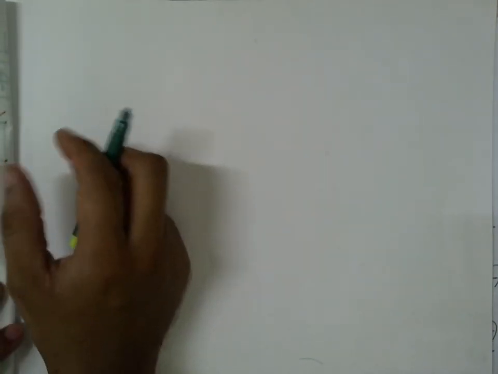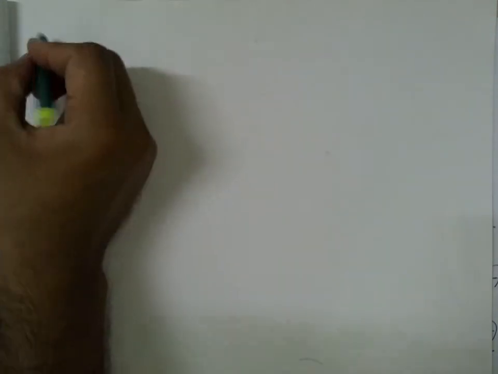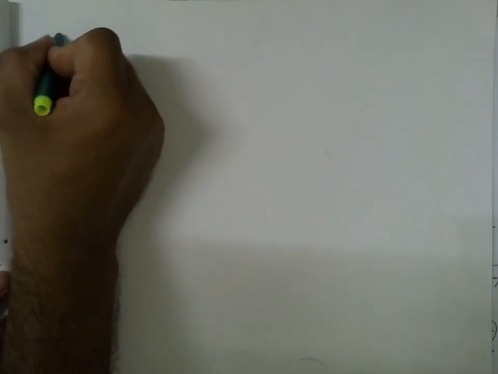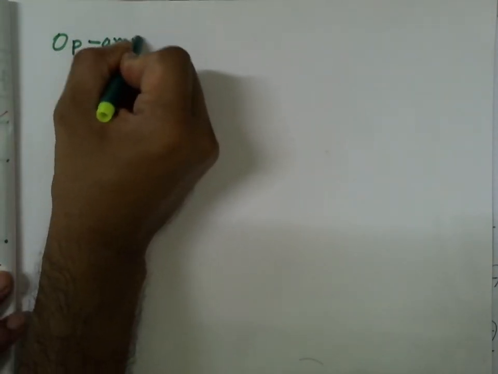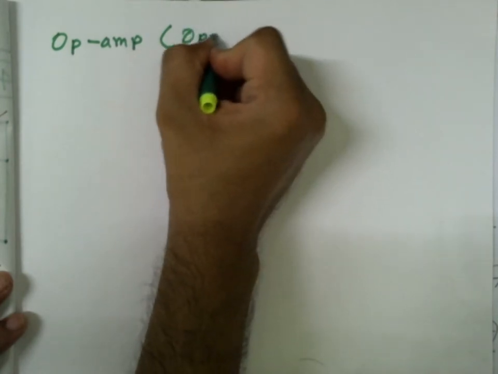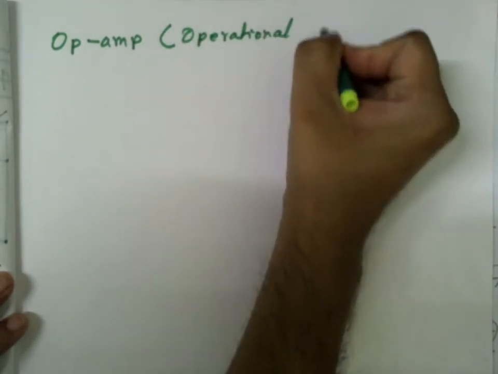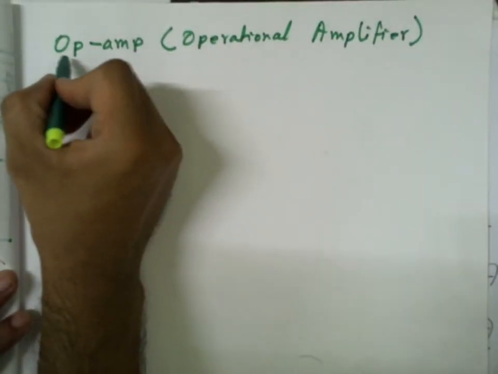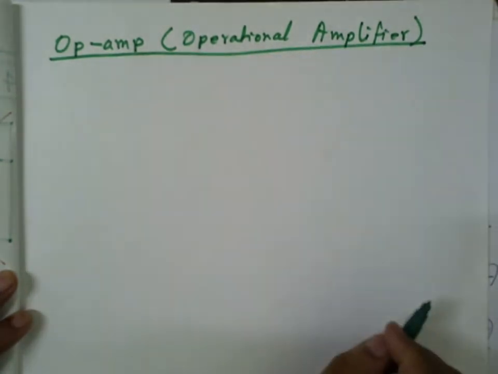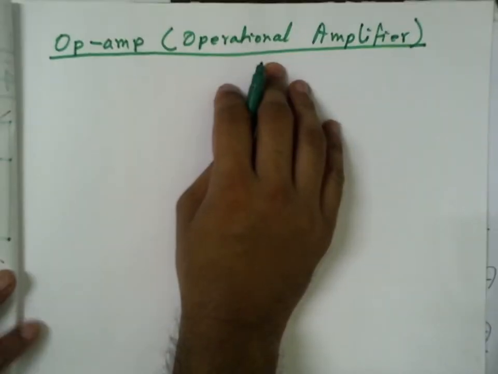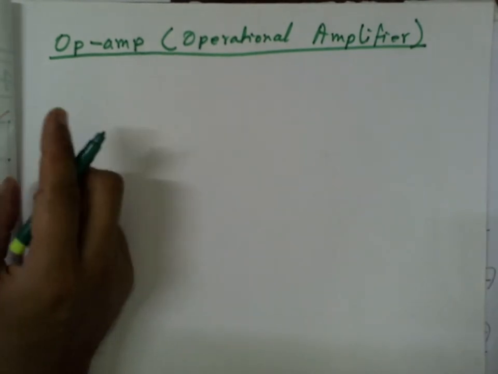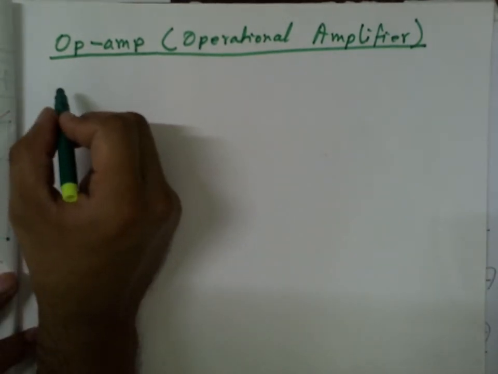This video is to discuss about Opamp, which is a very important electrical circuit component. So this video is dedicated to Opamp, which stands for operational amplifier. In short, Opamp. So this is a very important circuit component in many electrical and electronic circuits. That's what we are going to discuss.